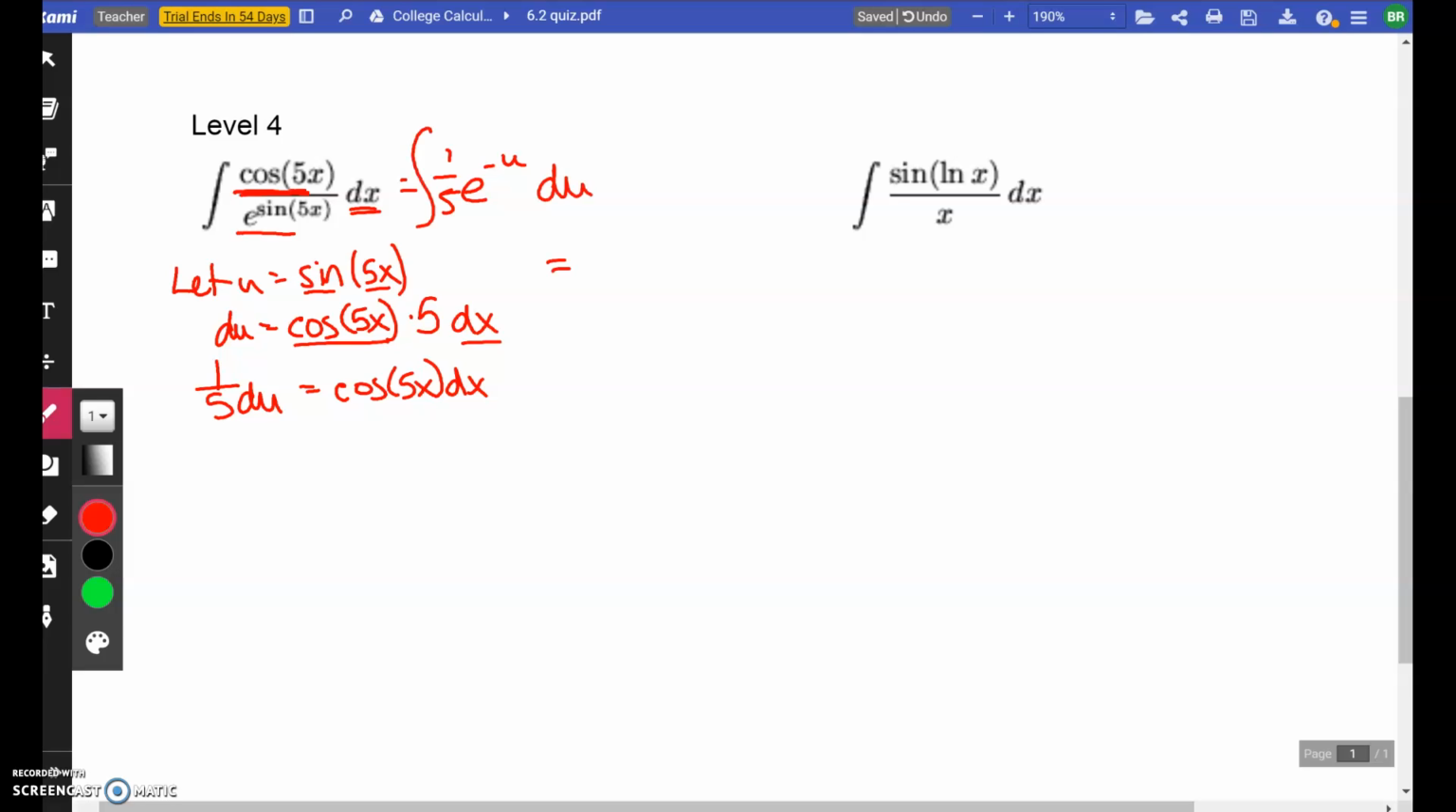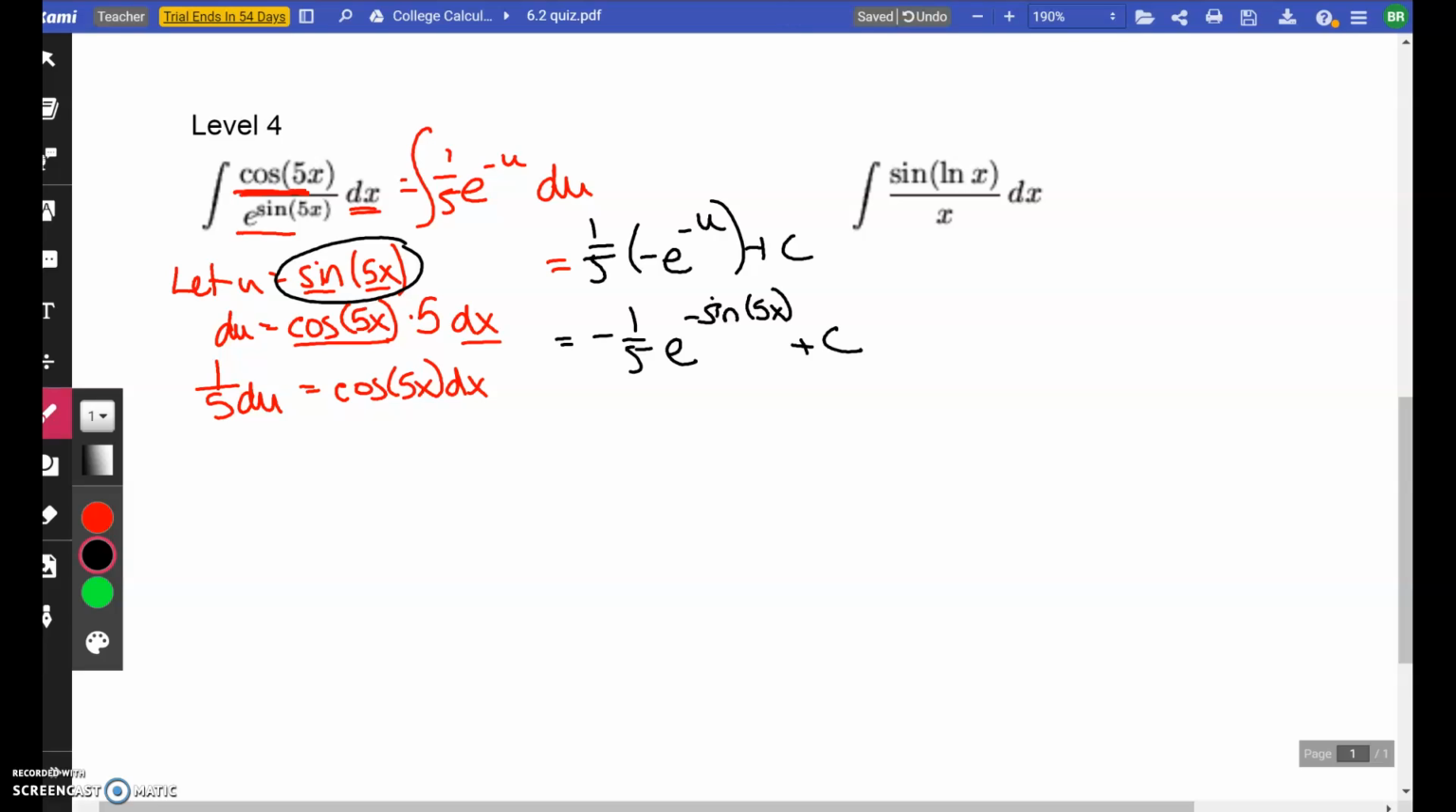So that is 1/5 du. Now I've got to take the antiderivative. The antiderivative of e to the negative u is negative e to the negative u. And I've got that 1/5 out front as well, and then a plus c. So negative 1/5 e to the negative, and then u was sine of 5x, plus c.